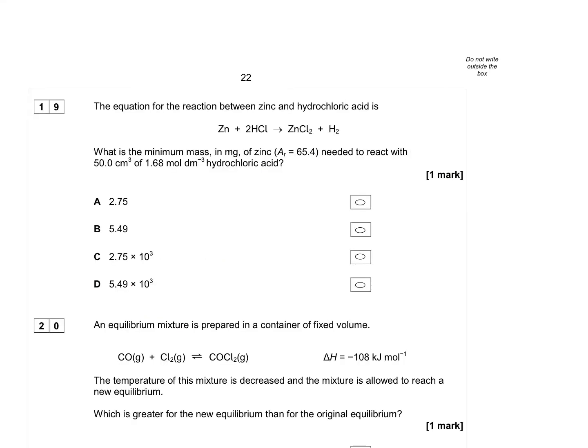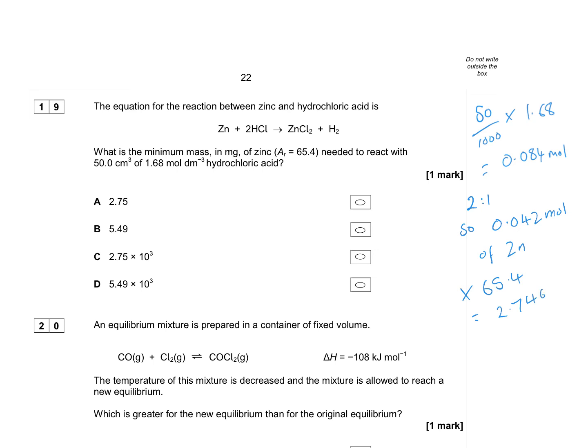19 is another reacting masses calculation. So if you work out how many moles of hydrochloric acid are being reacted, so 50 over 1,000 times 1.68, and we'll get the number of moles. And then if you look at the equation, for every 2 moles of hydrochloric acid, there's going to be 1 mole of zinc. So we need to halve the number of moles to get the number of moles of the zinc. And then if we times that by the atomic mass, we get an answer in grams. But we have been asked to give an answer in milligrams.